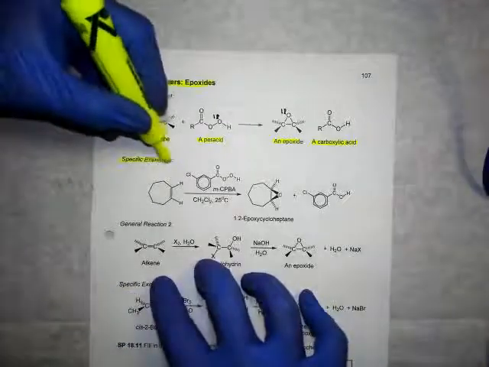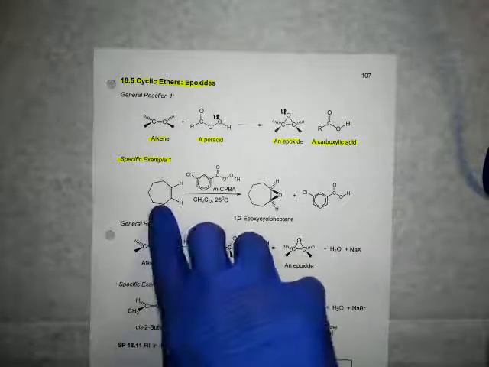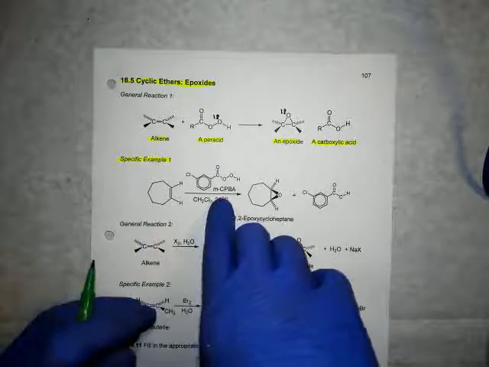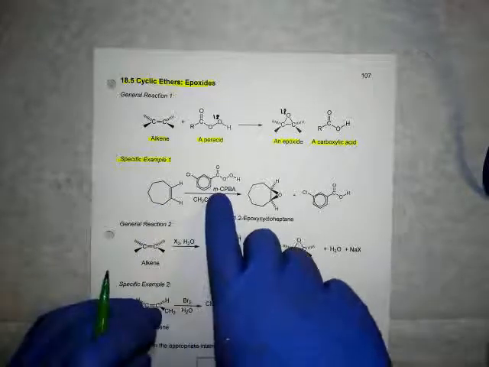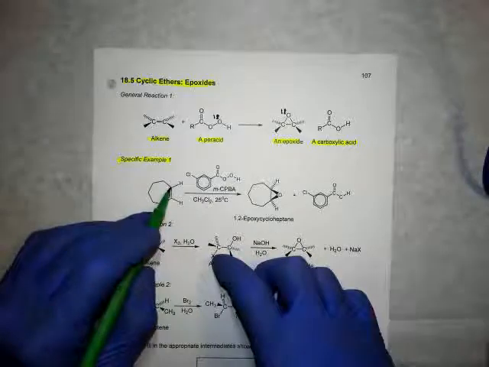We learned this back in chapter 9. Here's one example. Again, this goes back to chapter 9. A specific example whereby we're using a cycloalkene, in this case cycloheptene, and here's our per acid. This is meta-chloroperoxybenzoic acid, MCPBA. And what happens? We produce an epoxide between this carbon.